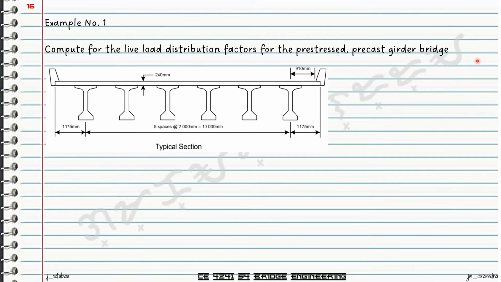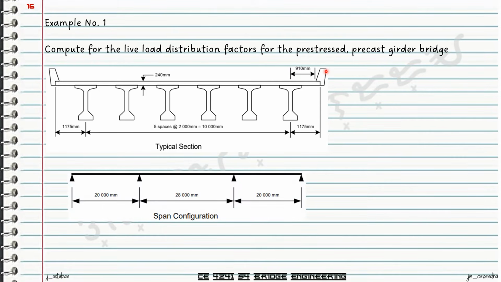So we're given here the typical section of our bridge. We have your deck, then we have here your supports, we have here your traffic barrier or the parapets. Then we have your span configuration. So it means that for this section, this will be found at each of these supports.